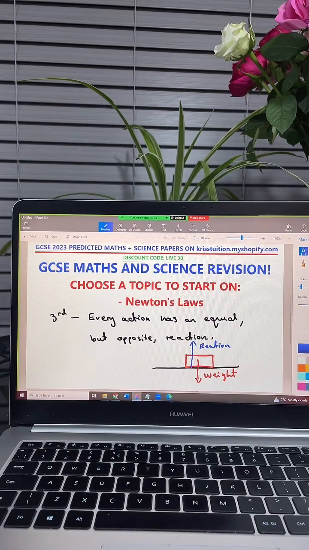So yeah, when we were talking about Newton's first law, we said that an object will continue moving at a constant velocity, or it will continue being stationary unless there's an external force acting on it. That would be inertia.